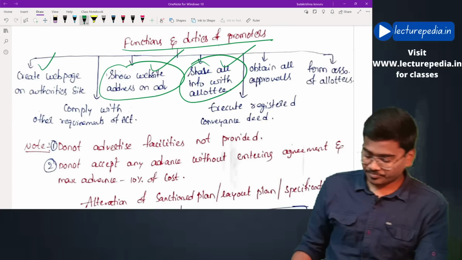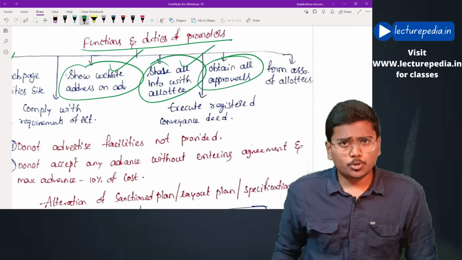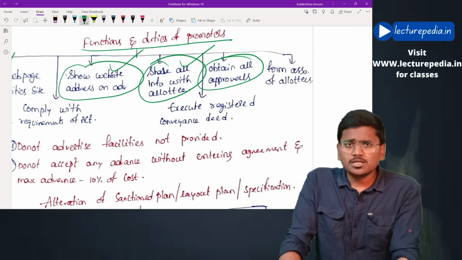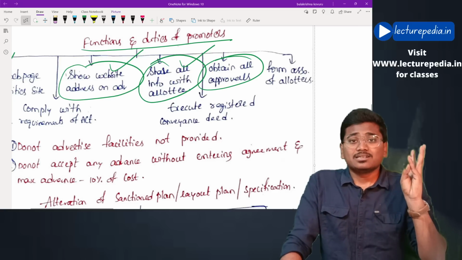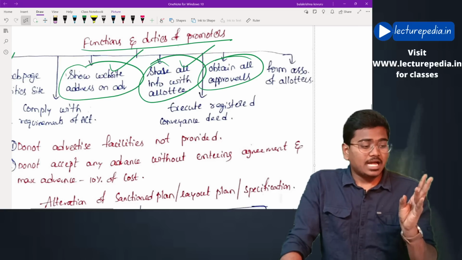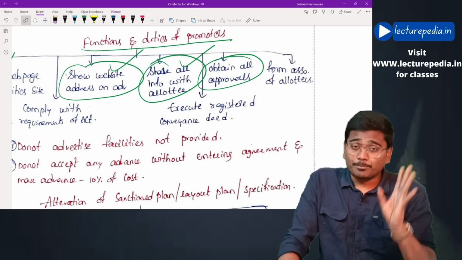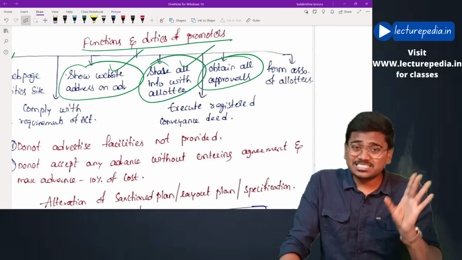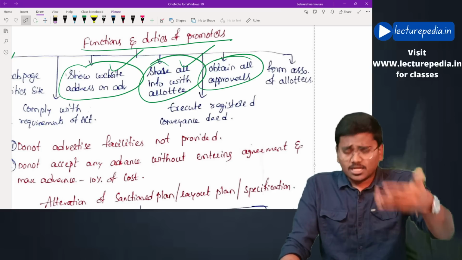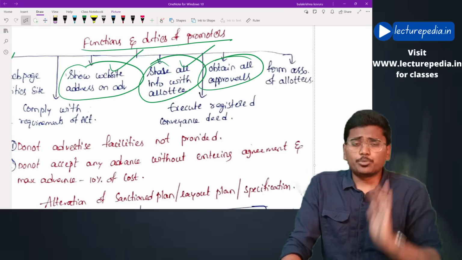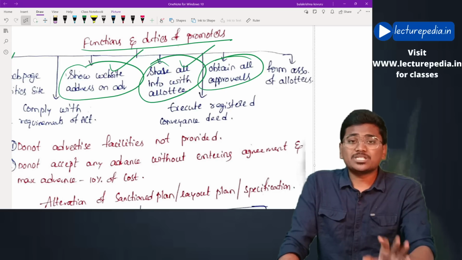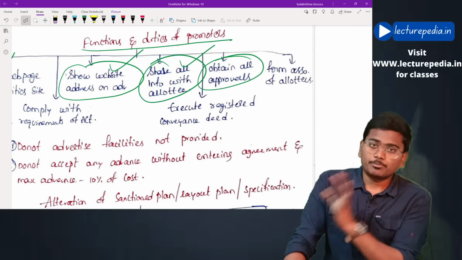Hope this is clear. Next, obtain all approvals. The promoter must obtain all approvals like certificate of commencement, certificate of completion, and occupancy certificate, and any other relevant approvals that are required. All those approvals must be obtained by the promoter himself.